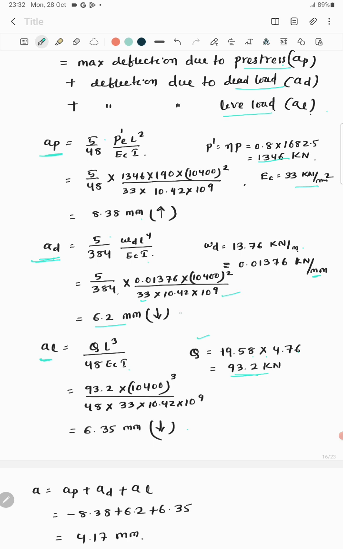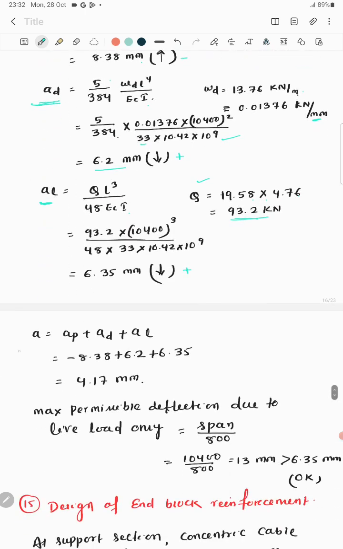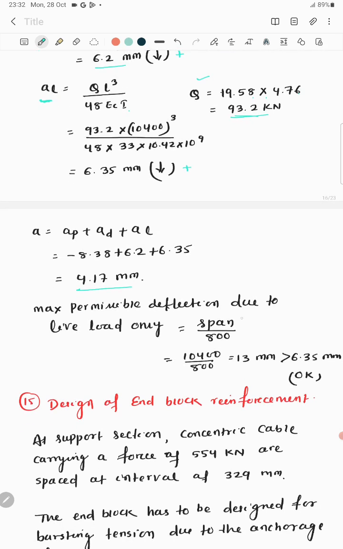Here downward deflection will be taken as positive, and deflection due to pre-stressing force, that is upward, will be taken as negative. So add all the deflections to get the total deflection. So the total deflection is coming 4.17 mm, and the maximum permissible deflection due to live load only, as per the code, is span divided by 800, which is coming to be 13 mm, and 13 mm is the permissible deflection due to live load only. So you can check here the deflection due to the live load in the design problem is 6.35 mm, and the permissible deflection due to live load is 13 mm, so it is okay.